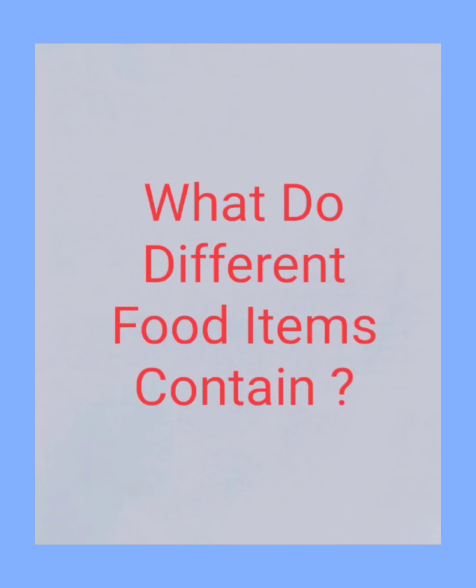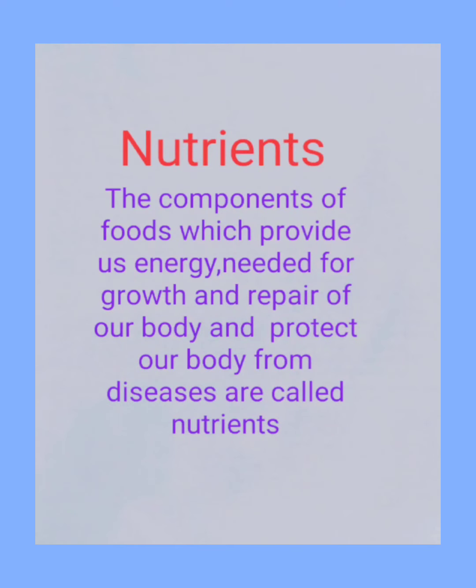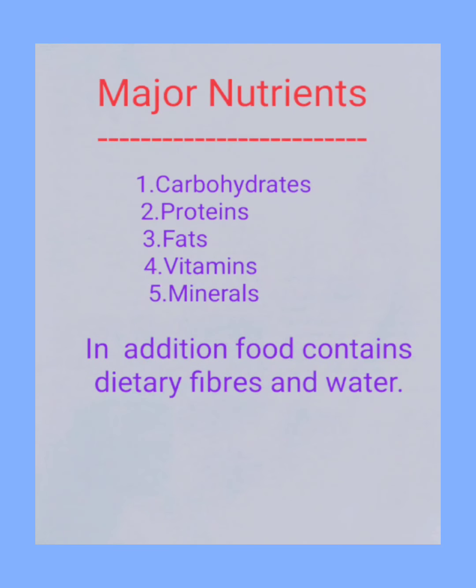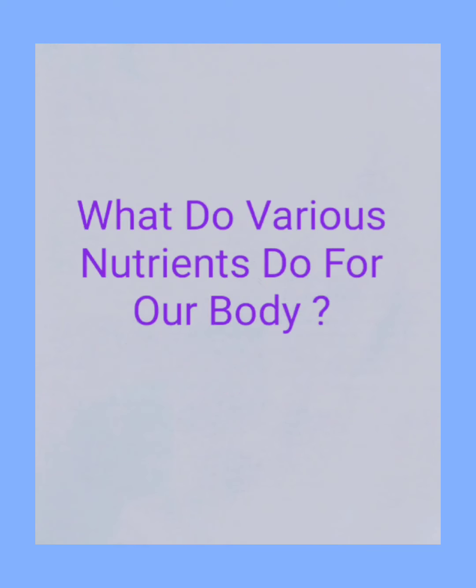What do different food items contain? So, what are nutrients? The components of foods which provide us energy needed for growth and repair of our body and protect our body from diseases are called nutrients. What are the major nutrients? Carbohydrates, proteins, fats, vitamins, and minerals are the major nutrients. In addition, food contains dietary fibers and water.